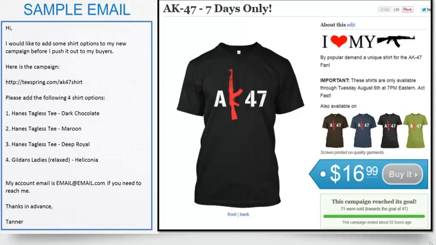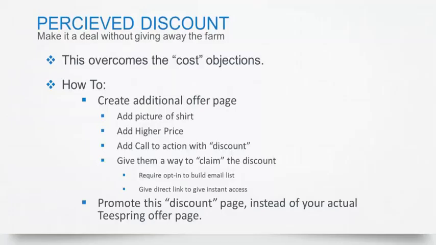All right, so moving on. The next advanced tactic is the perceived discount. Make it a deal without giving away the farm. This overcomes the cost or price objections. Sometimes you will find as you're running your ads, you may have someone say, hey, I'd love to buy this shirt, but it's too expensive.